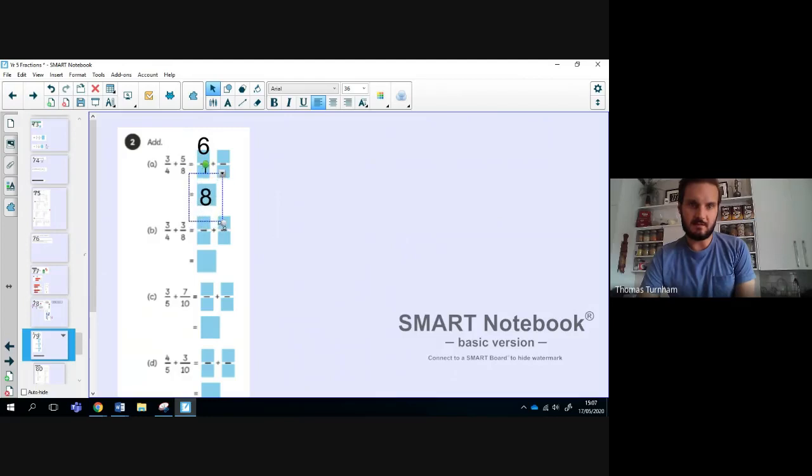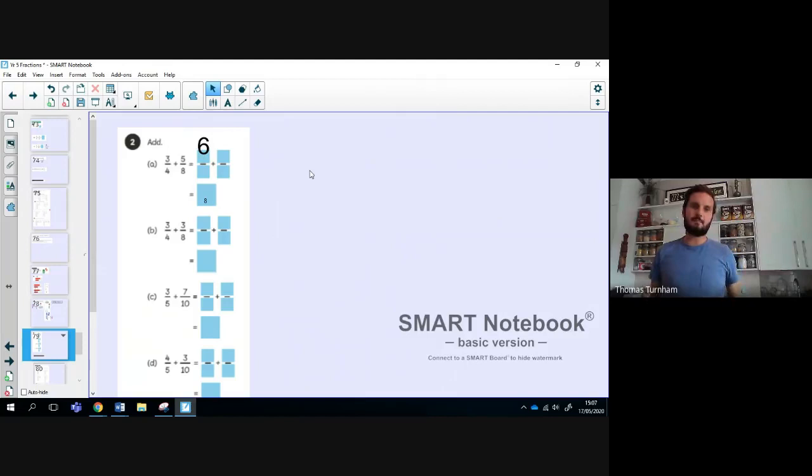The 8 is going to be my denominator, but I have got 6 plus 5. What's 6 plus 5? It's 11. 11/8. Can you simplify that down into a mixed number? 1 3/8.